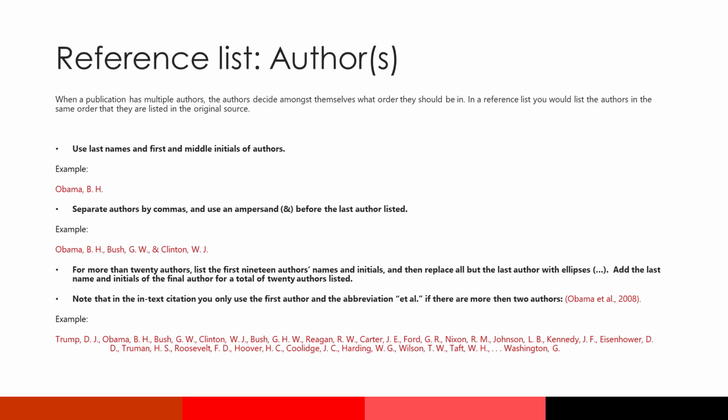List all the names and initials of all authors unless there are more than 20 authors. In that case, list the first 19 and an ellipsis, or 3 dots, followed by the final author's name, without an ampersand, for a total of 20 authors. This is different from the in-text citation, which will only include all authors if there are 1 or 2. If there are more than 2, you will only use the first author in your in-text citation, followed by the abbreviation et al.